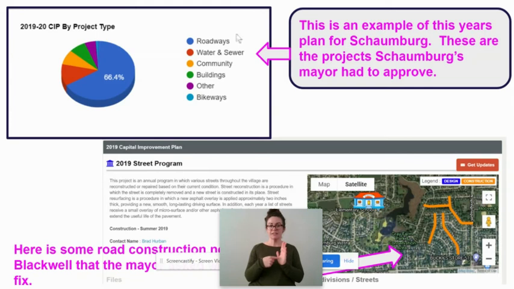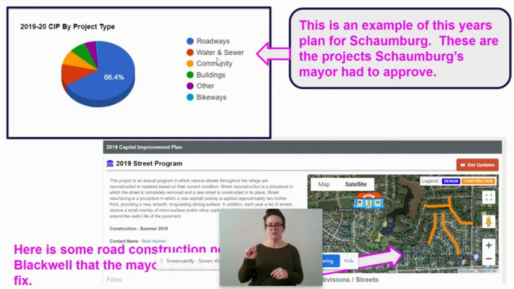This is a snip from the Park District or the Village of Schaumburg's website. This is an example of the year's plan for Schaumburg. These are the projects Schaumburg's mayor had to approve. So these ones in dark blue, these are all roadway repairs. So 66.4% of all the money in the Schaumburg community is going towards roadway fixtures. They're fixing up roads. This small percentage right here, the red, is the next biggest, and that's water and sewer.